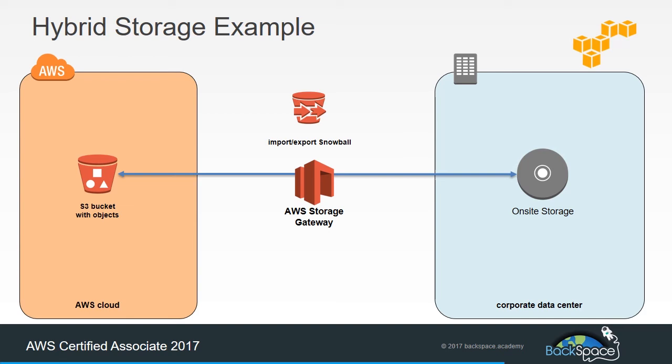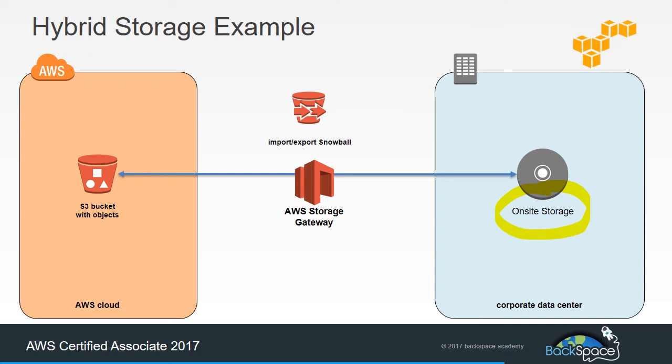So on the left-hand side there, we've got the AWS cloud. Over the right-hand side, we've got the corporate data center in blue. So we have some on-site storage, and that might be petabytes of data. Might be a very large amount of data if it's a large enterprise. We would like to replicate and synchronize that data in Amazon S3.